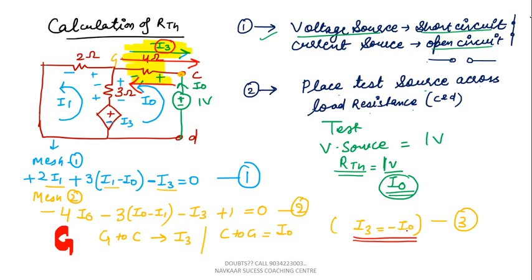If we solve this, we need to solve equations 1, 2 and 3, right? Then we can find the value of RTH also. The value of voltage is 1 volt, they have given. Just solve this, and then tell me in the comment box what the value of I0 would be. Now you can place the value of I0 here, correct?